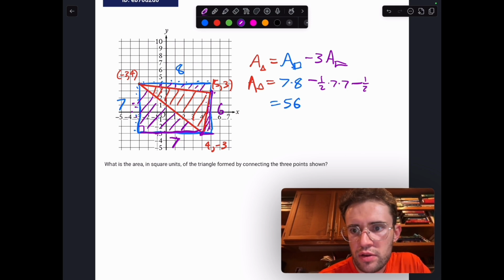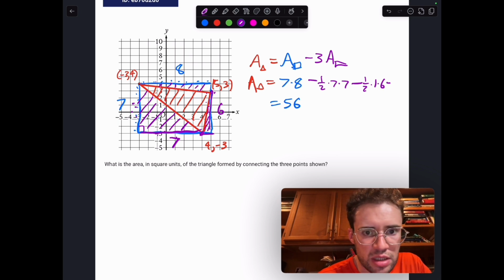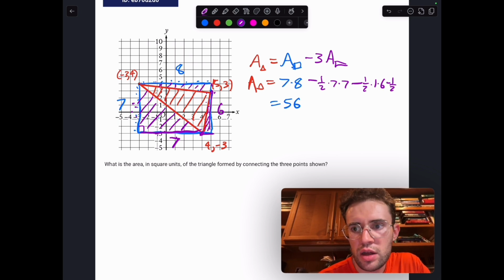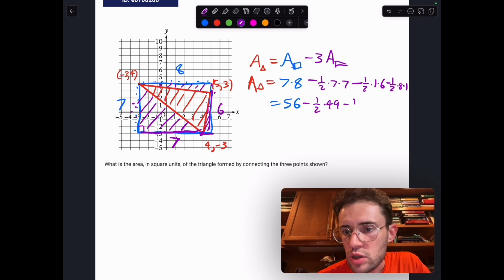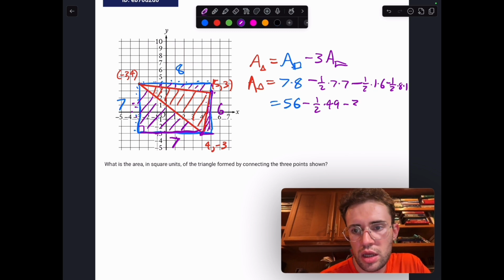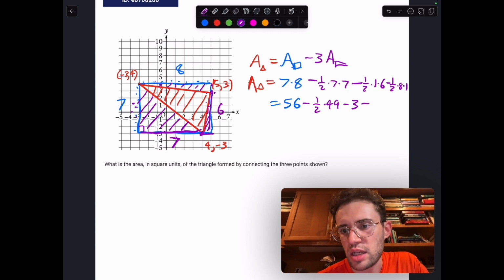So 1/2 times 1 times 6 minus, and then this one is 8 by 1. So that's 1/2 times 8 times 1. So ultimately we're subtracting, well, 7 times 7 is 49, so 1/2 of 49. And then you're subtracting, well, 1/2 times 6 is 3, so this little one here is just an area of 3. 1/2 times 8 is 4.